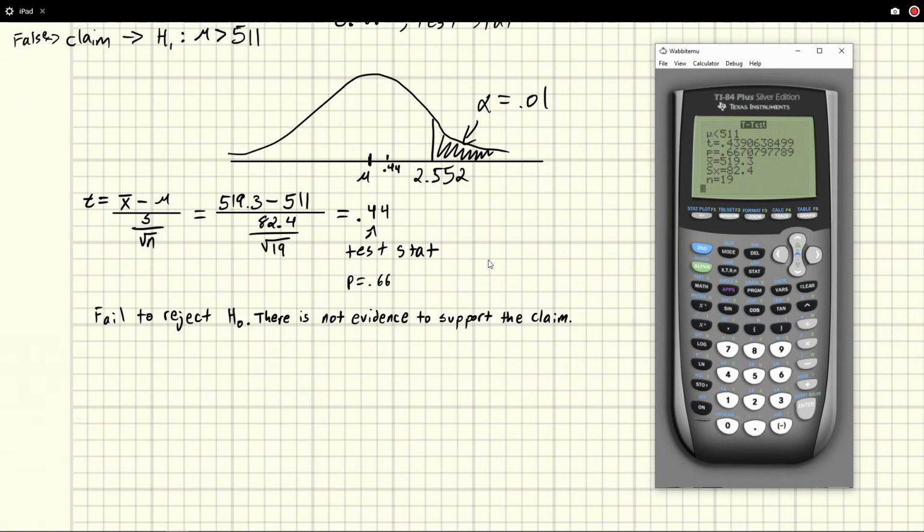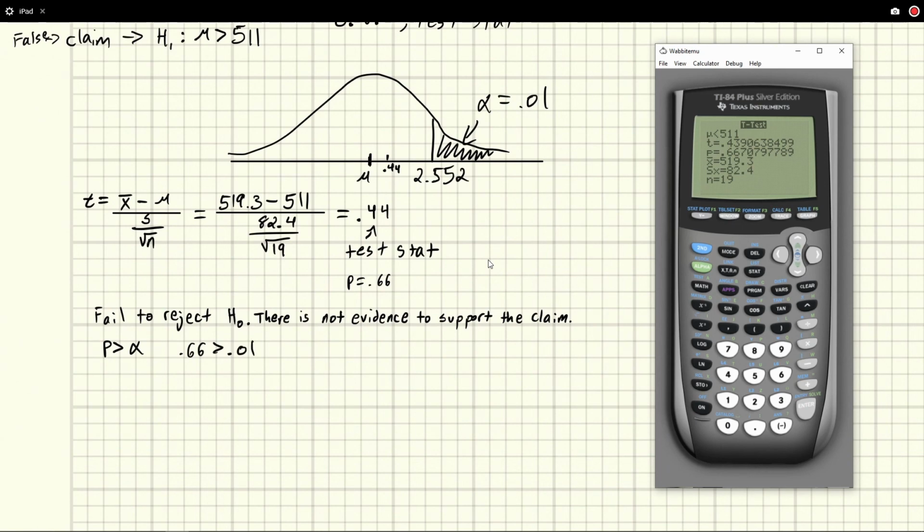Now, there's a couple other ways you could draw this same conclusion. We could use the p-value. If p is greater than alpha, then we fail to reject H naught. If p is less than alpha, then we actually reject H naught. But we see here that p is greater than alpha, and you could even write it out: 0.66 is greater than 0.01.